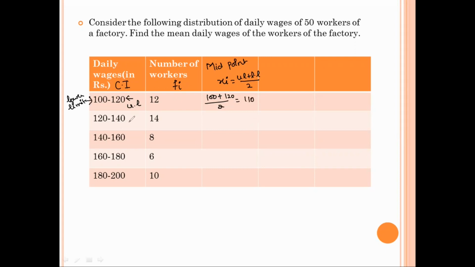110. Similarly, 120 plus 140 divide by 2. So it will be your 260. So 260 का half क्या हो जाएगा? 130. Now 140 plus 160 divide by 2, 300 by 2, that is 150. Similarly, the next is 170 and 190. So this one is your xi values.